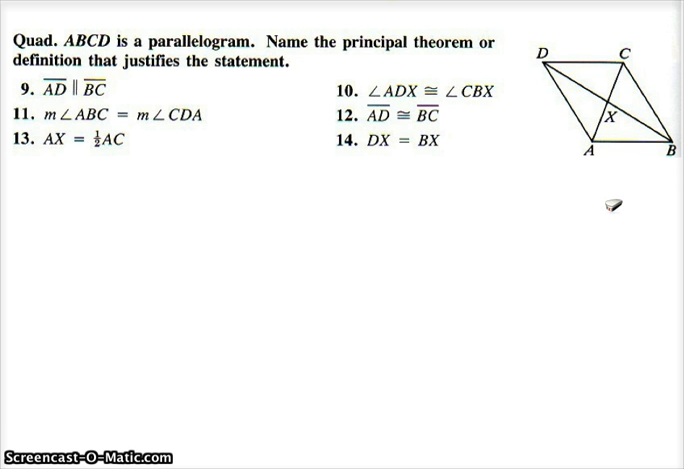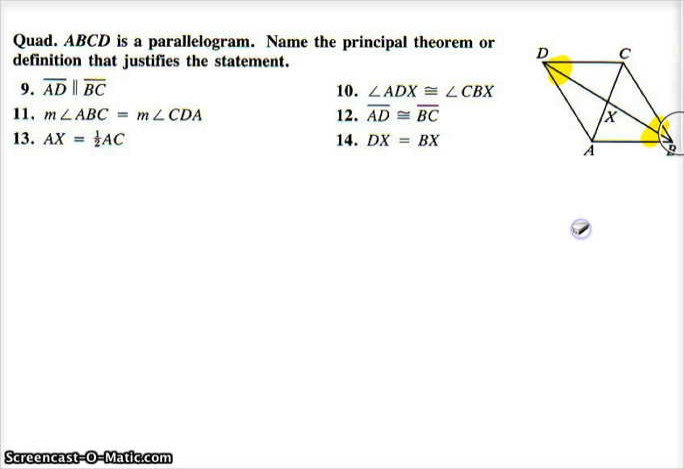Number 11 states that the measure of angle ABC, just sort of in the bottom right-hand corner, equals the measure of angle CDA, which is the upper left corner. And why would those two angles be congruent? Well, one of the theorems tells us that opposite angles inside of a parallelogram are congruent.